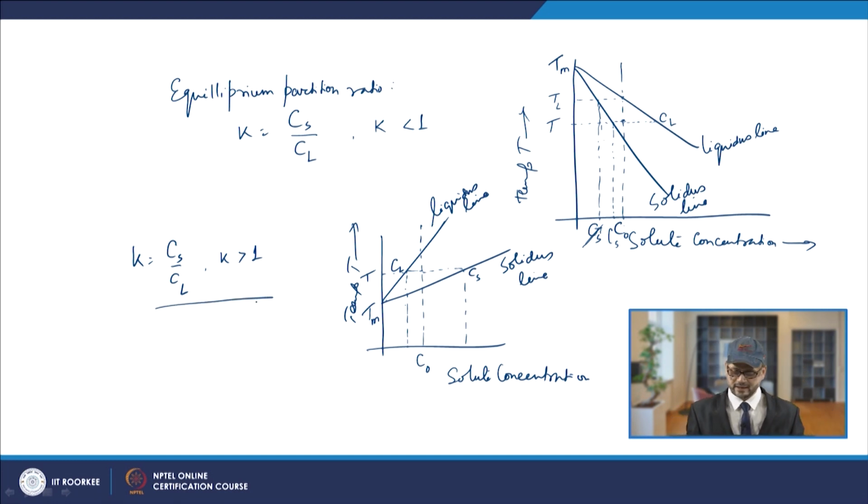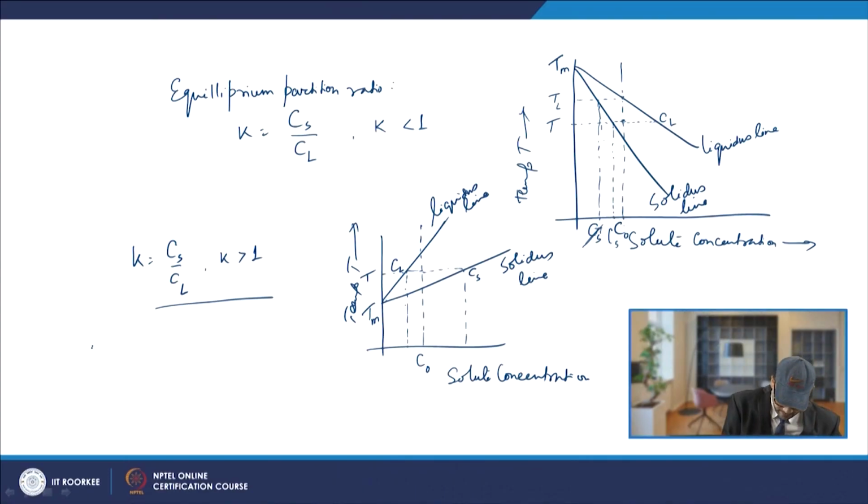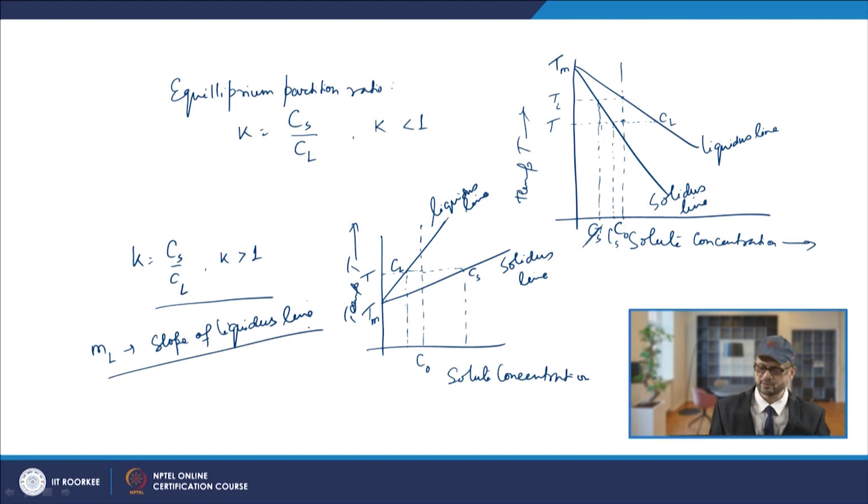So, as you see, there are two cases: one is K less than 1 and another is K more than 1. If you define the slope of this liquidus line as ml, then the slope is negative in one case, because this angle theta is more than 90, and in the other case the slope is positive.